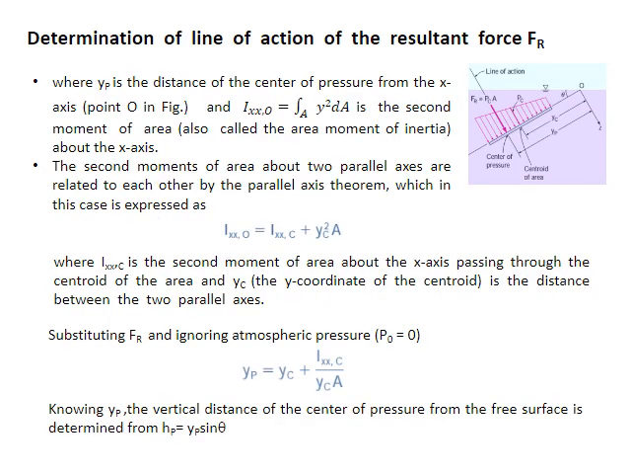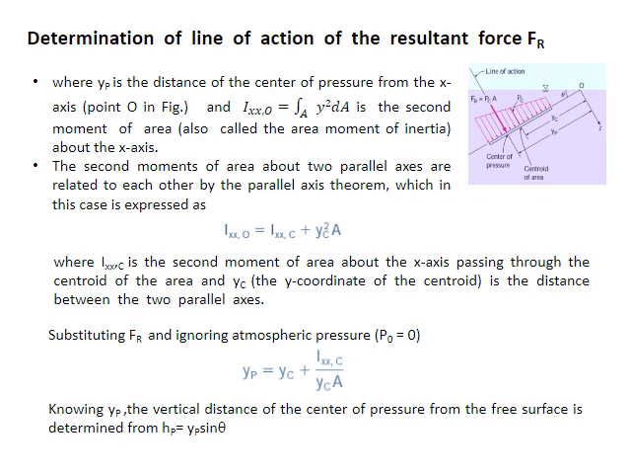In the previous slide, we got an expression for the line of action of the resultant force Fr, where yp is the distance of the center of pressure from the x-axis and the integration of y square dA is the second moment of area, also called the moment of inertia about the x-axis. The second moments of area about two parallel axes are related to each other by the parallel axis theorem, which is expressed as Ixx,O is equal to Ixx,C plus yc square into A, where Ixx,C is the second moment of area about the x-axis passing through the centroid of the area, and yc, the y coordinate of the centroid, is the distance between the two parallel axes.